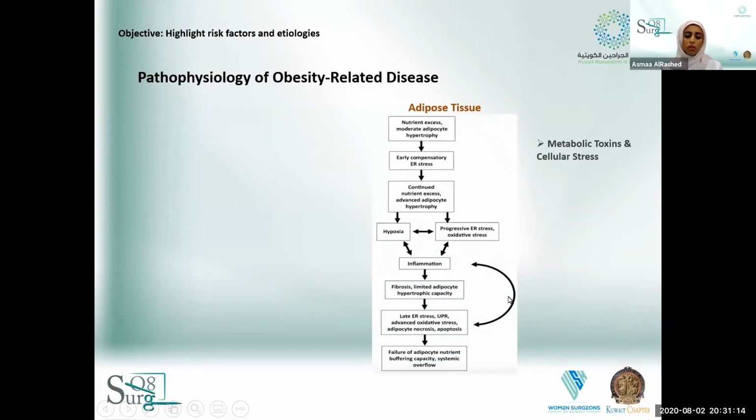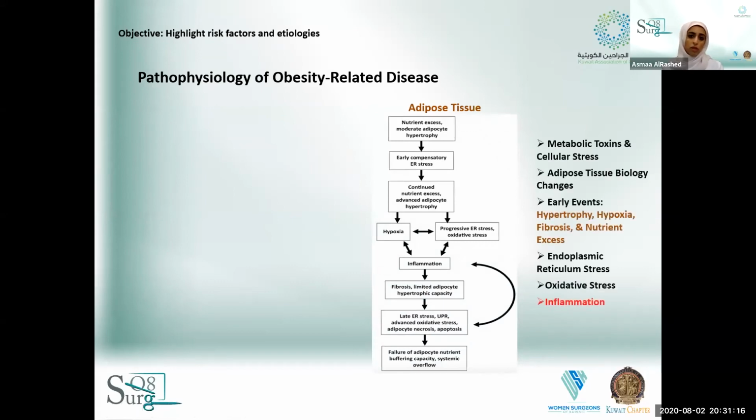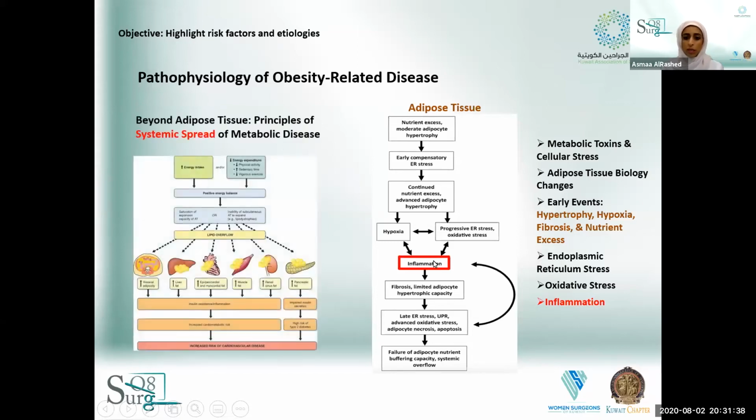Now we're moving on from the adipose cells, the fat cells. As we said, you think about it as an inflammatory disease, and you move on and see how this disease affects other organs as well. There are lots of changes that happen at the cellular level. There are toxins and cellular stress that eventually result in inflammation, which results in fibrosis, hypertrophy, and hypoxia, and so forth, and then result in inflammation.